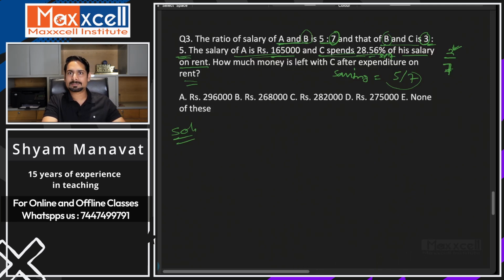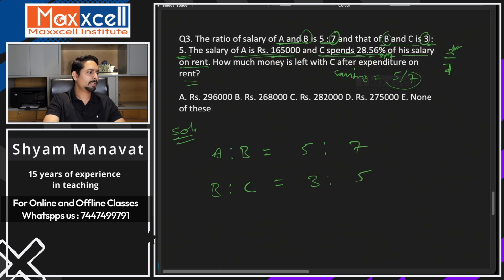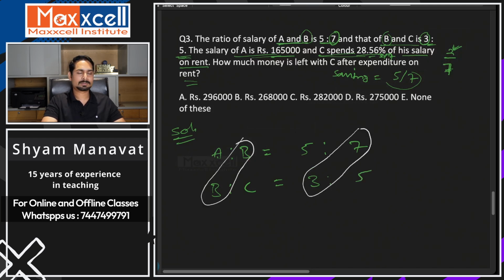Let's solve this. So here we have, okay, A is to B, that is 5:7. Yeah, to relate A, B, C, like relate A and C, I need to make the comparison proper, and we will have to make the equal variable show equal numbers, right?